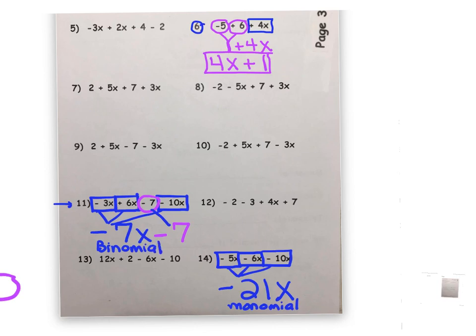Now, pause the video, term combine. Make sure you box in your x terms and circle your constant terms. Make sure you grab the sign inside the box or the circle, the sign that sits in front of the value. Pause the video, and then when you're ready, turn the video back on to check it.